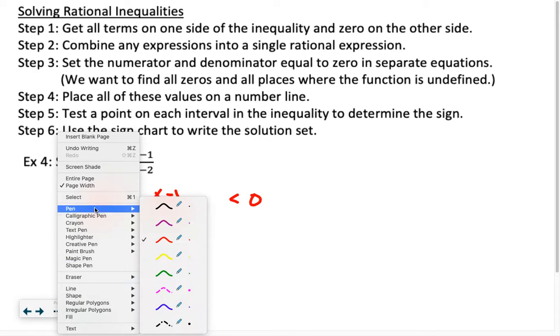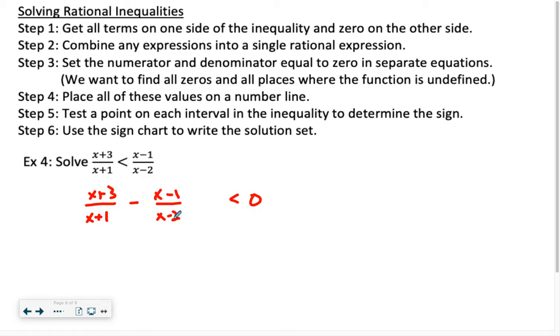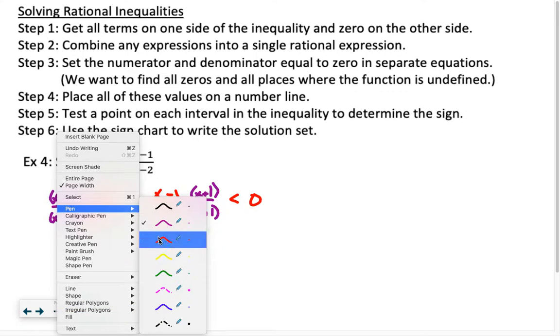So now I want to combine these into one fraction. To do that, I need common denominators. So I would multiply this fraction by x minus 2 over x minus 2, and I'm going to multiply this fraction by x plus 1 over x plus 1. That's going to get me common denominators. So now let's multiply all this out.